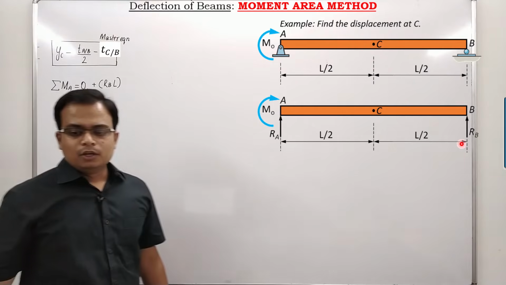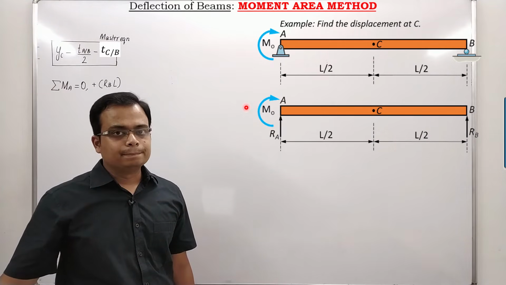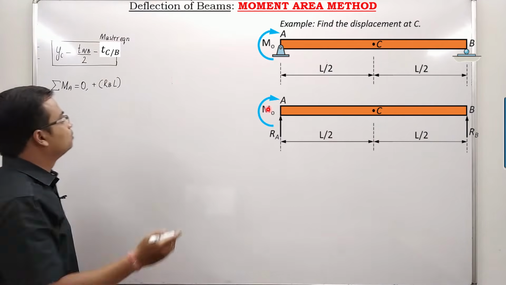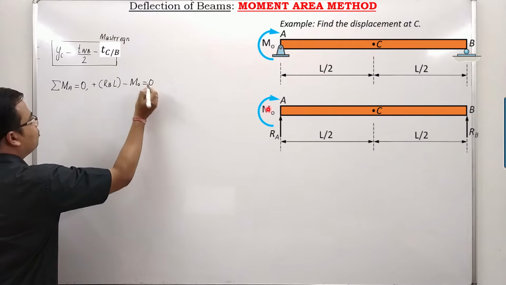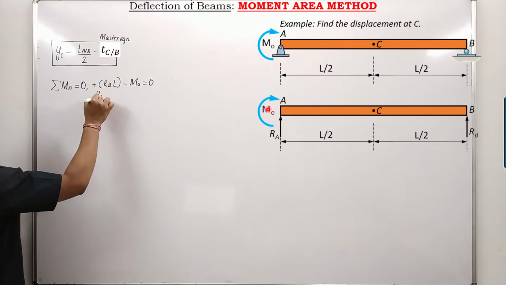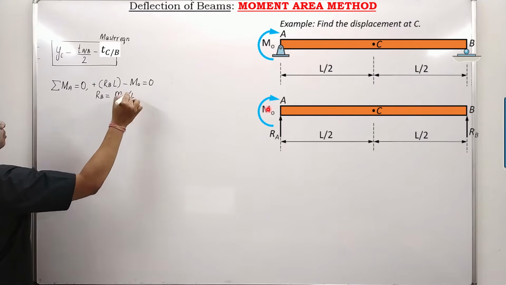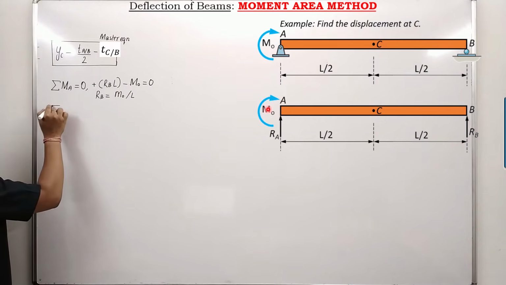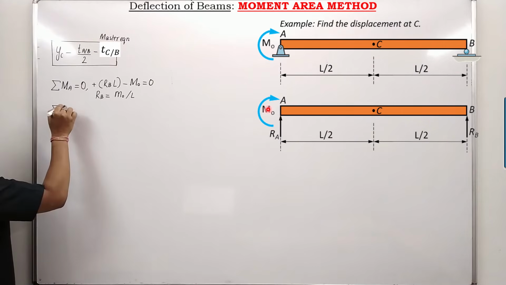And also you've got this bending moment over here. Its nature is clockwise, obviously. Clockwise, we take it as negative. So minus M naught is equal to 0. And from this equation, you can say that the value of RB is M naught over L. It's that simple.